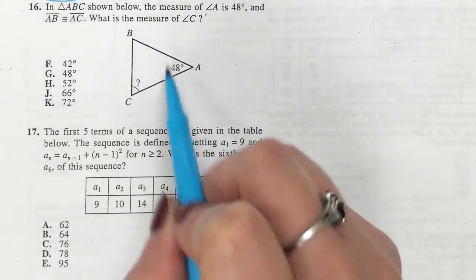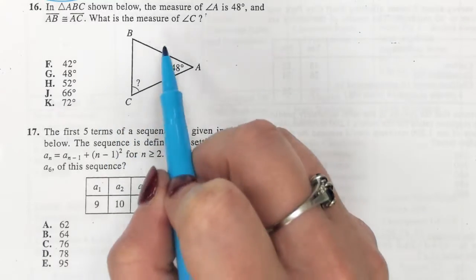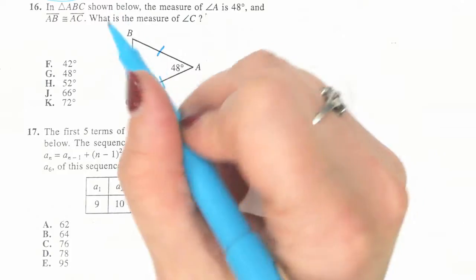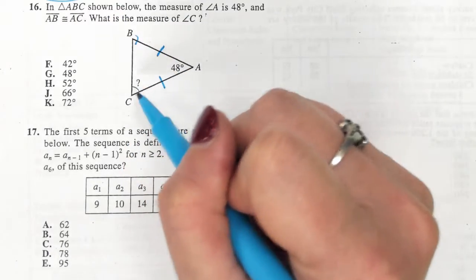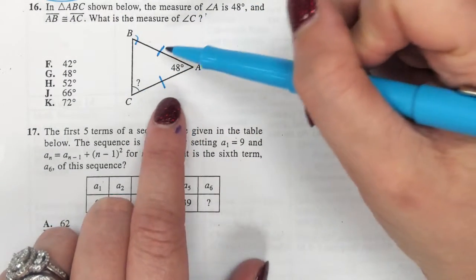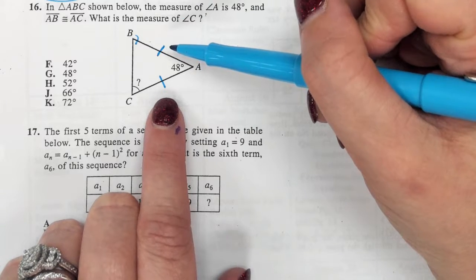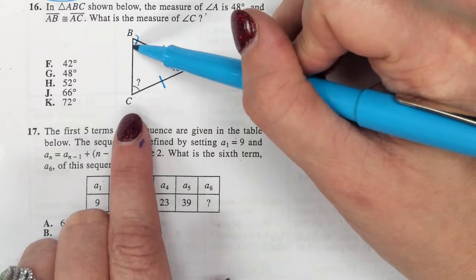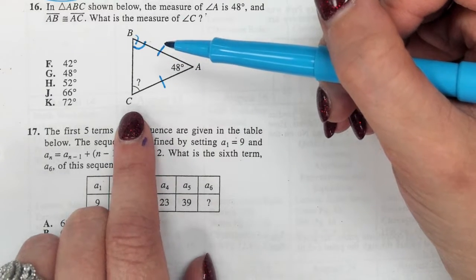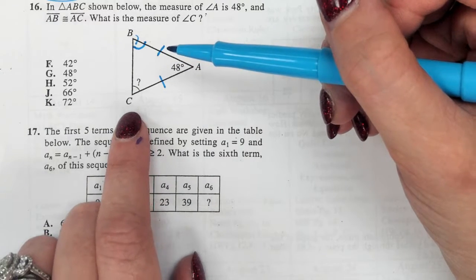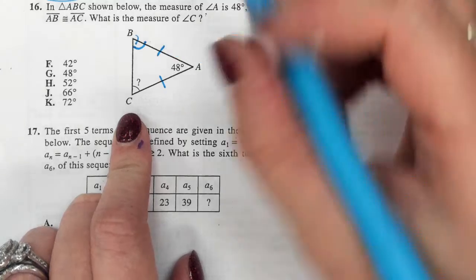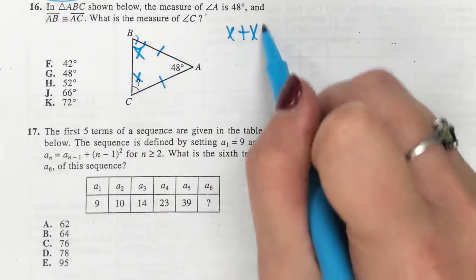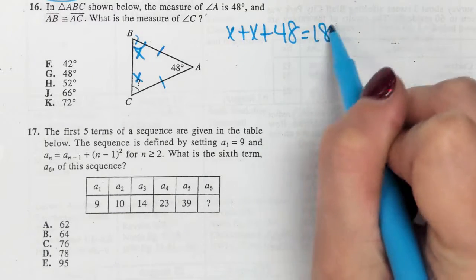Here we go. 48. They give you 48 right here, and they tell you that AB is congruent to AC, right? Y'all okay with that? And they want you to find out what the measure of C is. So from geometry, they told you a theorem, and if these two sides were the same, there you go. And in math, if we don't know what something is equal to, we can call it something. What do we call it? X. Very good, Sam. So a triangle adds to be how much? 180. There you go.